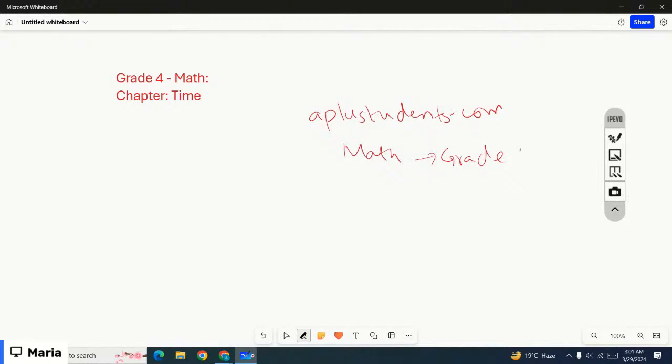Scroll down to grade 4 and then click on view all lessons. There you can find a list of the chapters. We're going to start with chapter time.